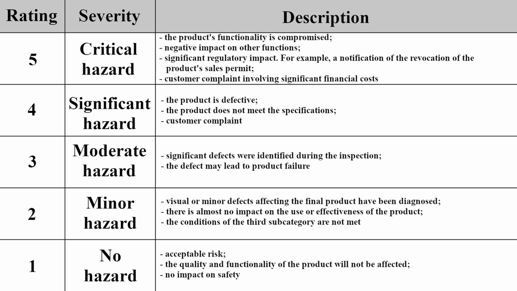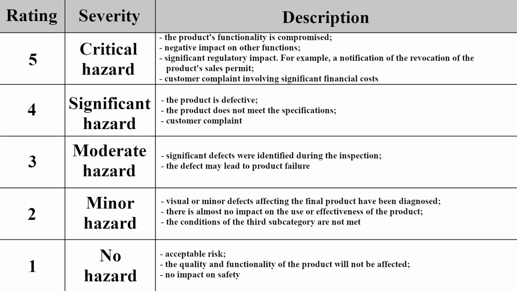The first subcategory of severity rating is called no hazard and has a value of 1 point. The value is set to 1 when the following conditions can be accepted. Acceptable risk. The quality and functionality of the product will not be affected. No impact on safety.